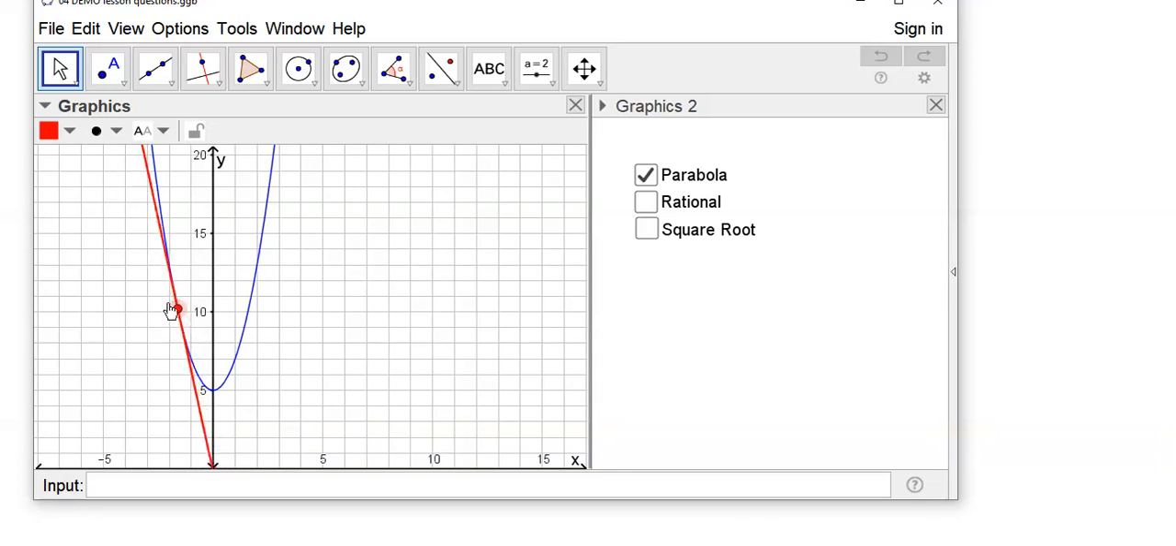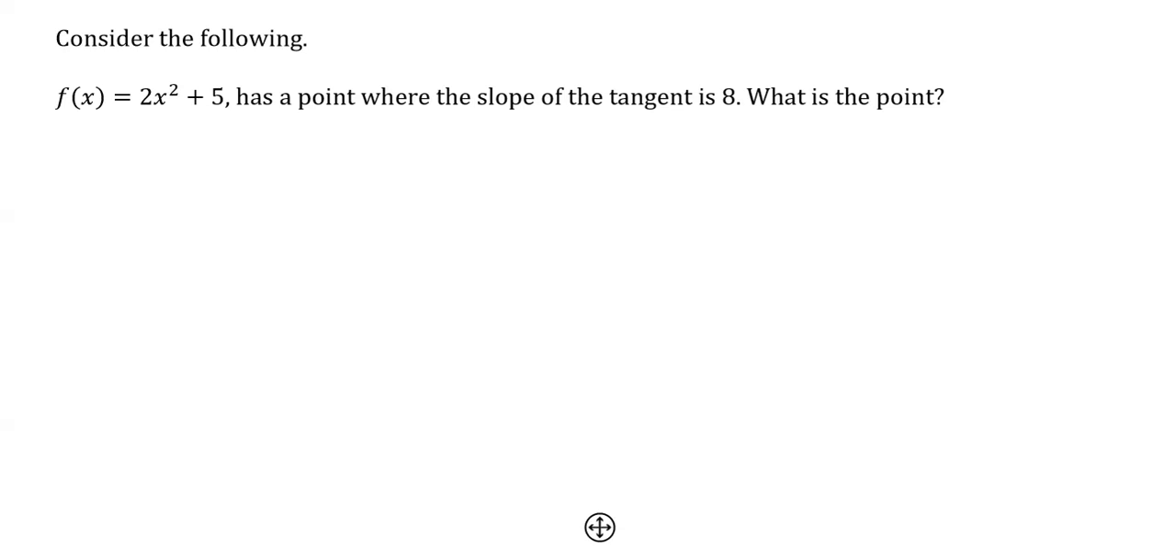What's true of all these slopes right now that we're looking at? They're negative. And what's true of all these slopes? They're positive. So if we're looking for a slope of positive 8, it's going to be around here somewhere. And positive 8 is fairly steep, so it's going to be over here somewhere, I would imagine. I don't know exactly where, but something like that. So that might be helpful for you to kind of sketch.